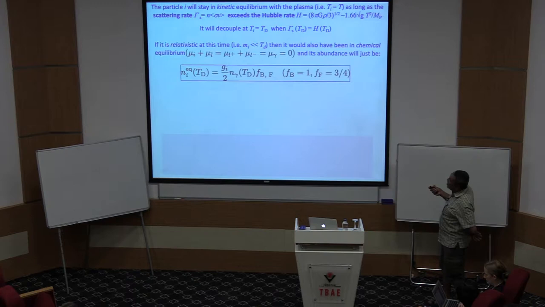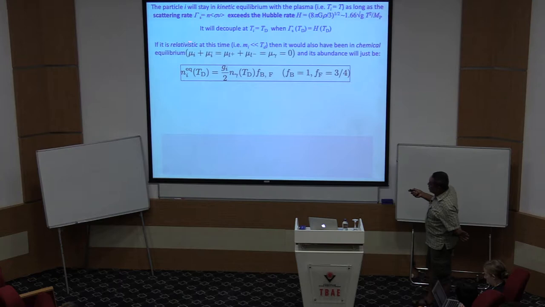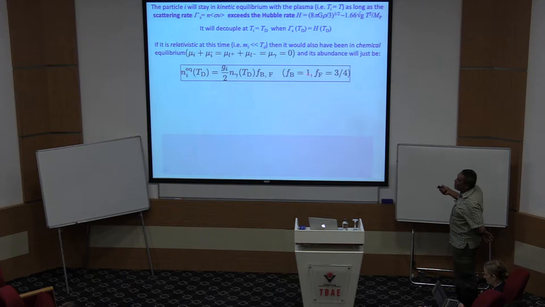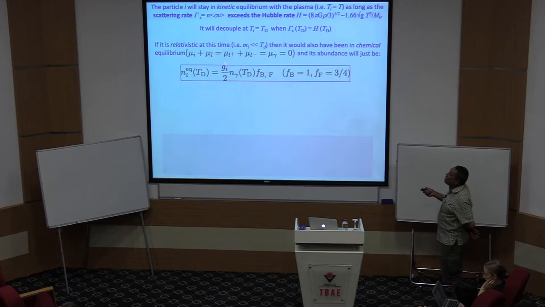And at this time, if it is relativistic, then it would also have been in chemical equilibrium, because it would have been annihilating into, say, photons, which carry zero chemical potential. So therefore, the particles and antiparticles would have equal and opposite chemical potentials. And its abundance will then just be given by the equilibrium formulae, right? Essentially, it will be the number density of photons times some statistical factor referring to whether they're bosons or fermions, and something counting the number of degrees of freedom, right?